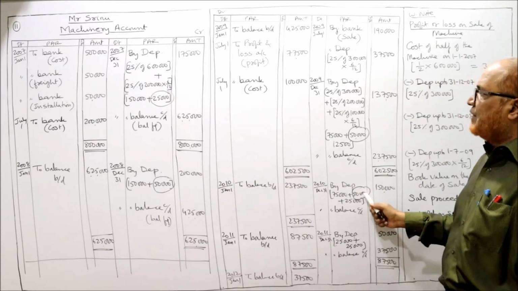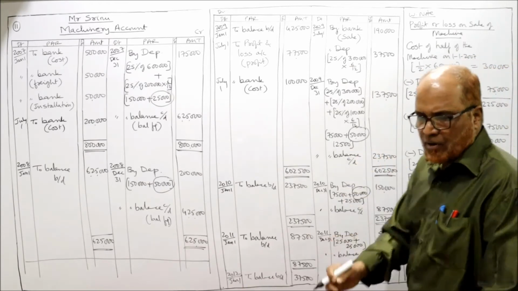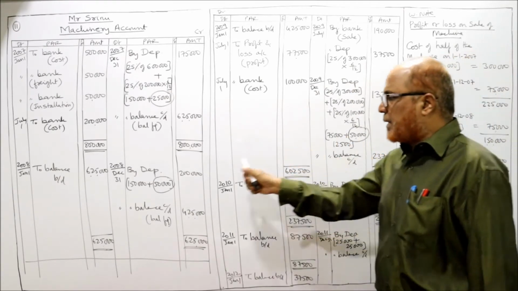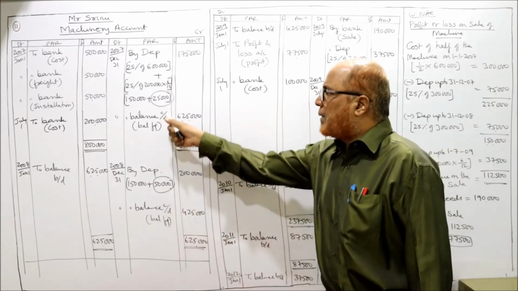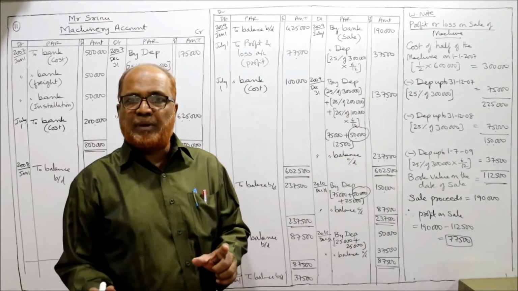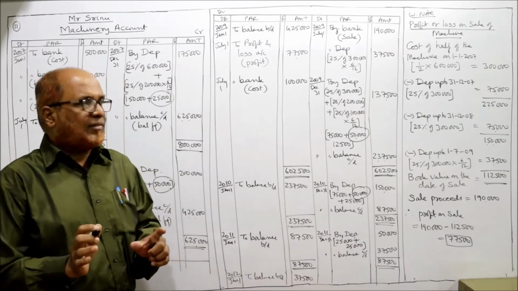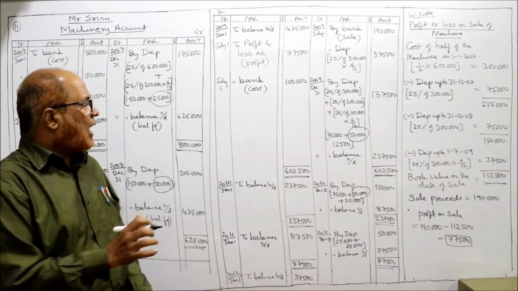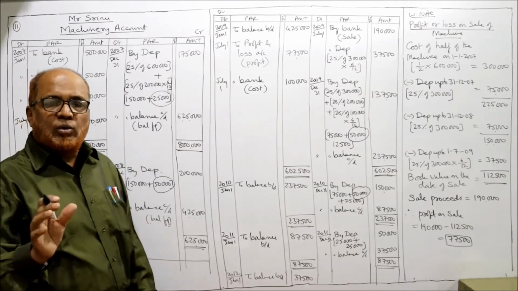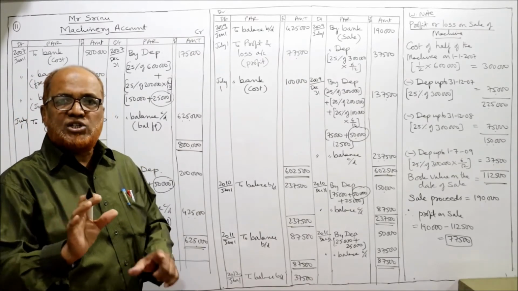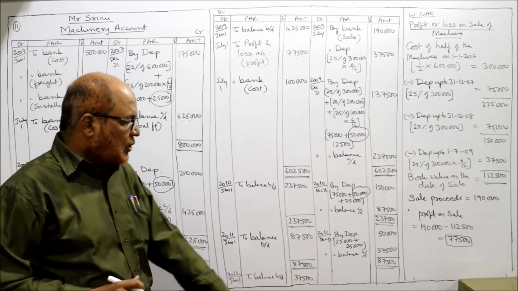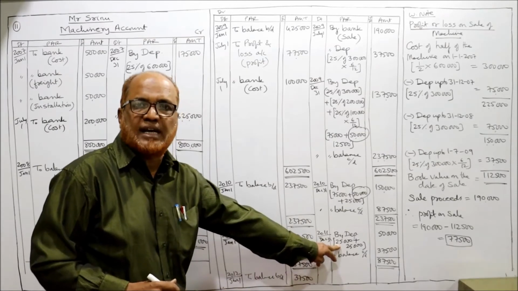Now you can see 50,000 plus 50,000, 1 lakh, plus 50,000, 1 lakh 50,000, plus 25,000. The 1,75,000 depreciation has been provided out of the total of 2 lakh. The cost of the machine is 2 lakh. Out of 2 lakh, 1,75,000 is provided. Thus 25,000 rupees is still left. So 25,000 rupees is the depreciation on the second machine.